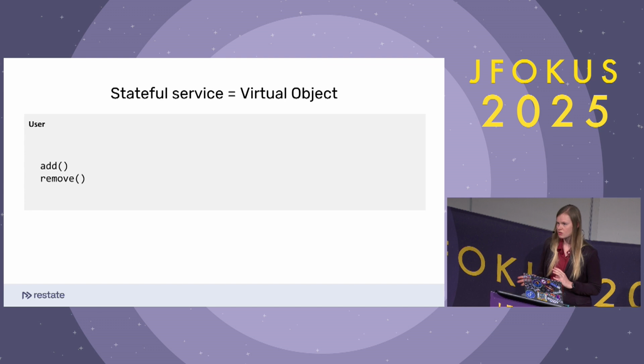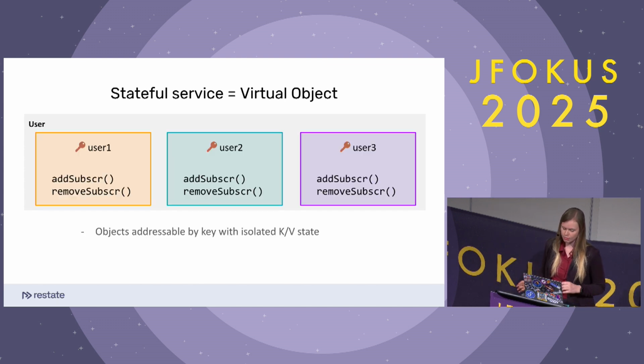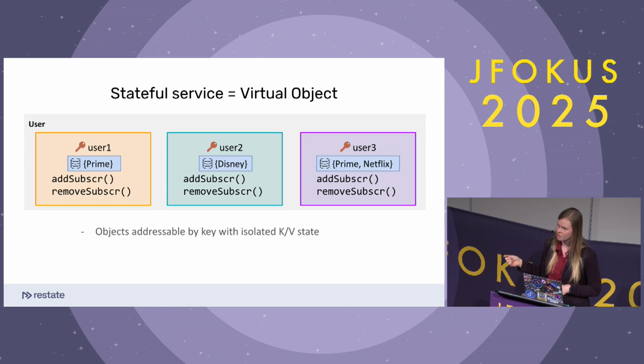So the way we call stateful services in the Restate project is we call it virtual objects. And what's the idea? Before we had just a service, which basically was a collection of stateless handlers. In order to make that stateful, you would have different entities of the same service. And every entity has a key, in this case, user 1, user 2, and user 3. And they would still have a few handlers. And those handlers have access to isolated key value state per entity. So in this case, user 1 would have prime in its key value state, and add and remove can operate on that key value state.